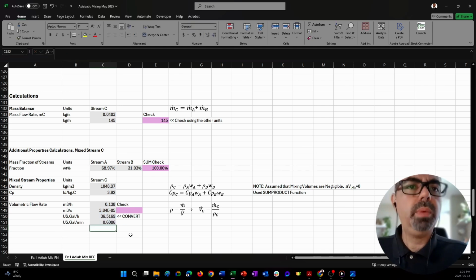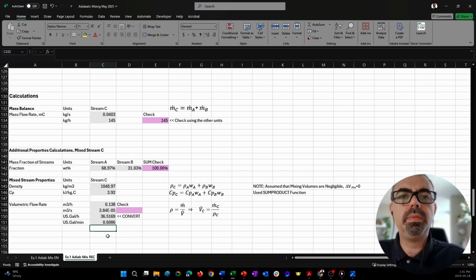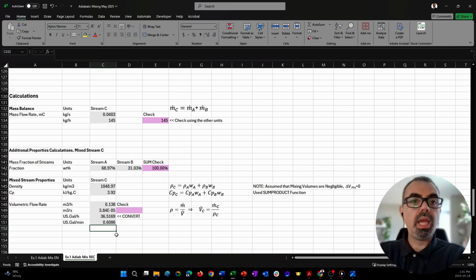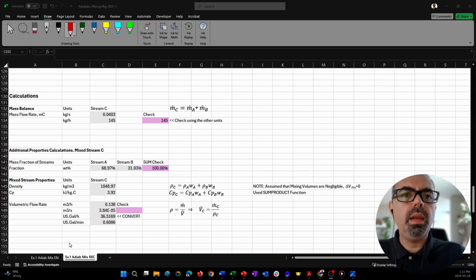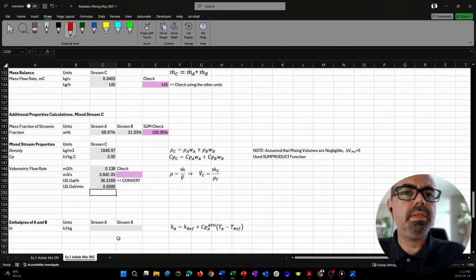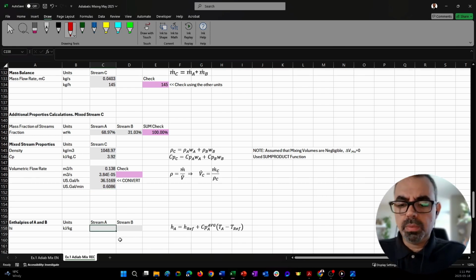And good, we have completed the first part of the exercise, which is just getting the volumetric flow rate. Next is the temperature. So now we're going to continue with the energy balance. Now, moving to the energy balance, the first thing we need to evaluate is the enthalpies of the input streams A and B. So here we're going to use the thermodynamic references as needed.